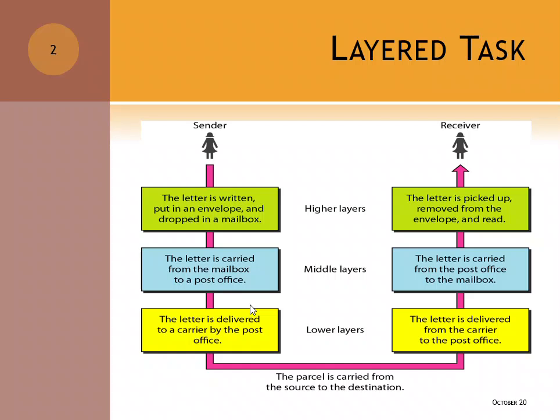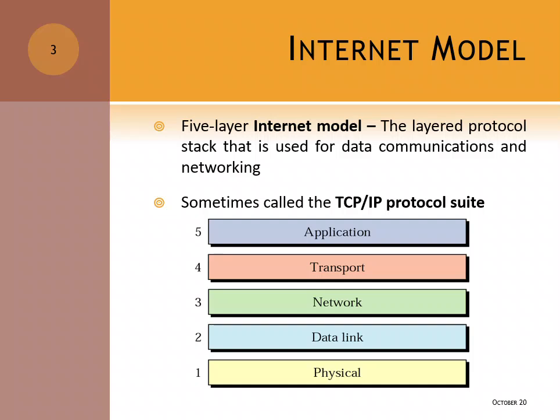So samalah analoginya bila kita nak hantar data melalui sistem data communication. Sama juga dia akan melalui layered task seperti ini, cuma namanya mungkin berbeza. So we move to the internet model. The layered task used in data communication system is known as internet model. So we have 5 layers internet model, the layered protocol stack that is used for data communications and networking. Sometimes it is called the TCP IP protocol suite. Internet model ni juga dipanggil sebagai TCP IP protocol suite.